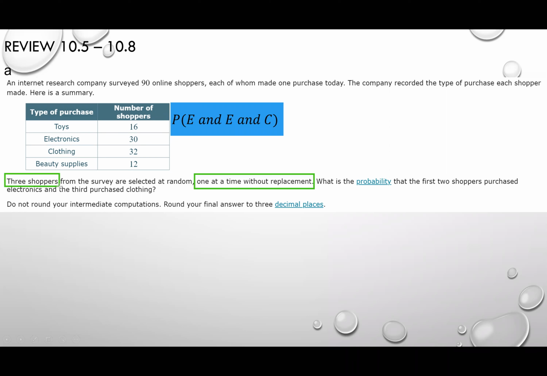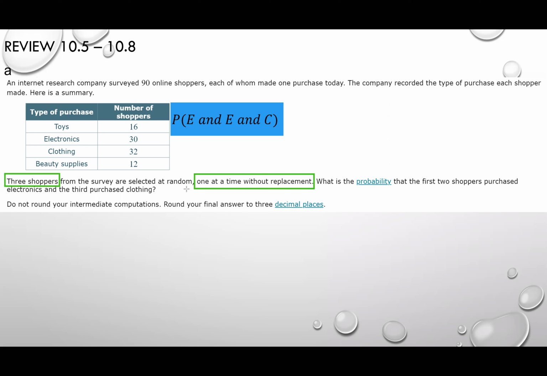How many shoppers are we selecting? We select 3 shoppers, and do we replace them back? In this case, we do not replace them. And hopefully you remember, if we don't replace them, it's a dependent event. And if it's a dependent event, this is what we need to do: we need to multiply the first shopper, multiply by the second shopper, but we have to decrease them because one of them is gone, right?